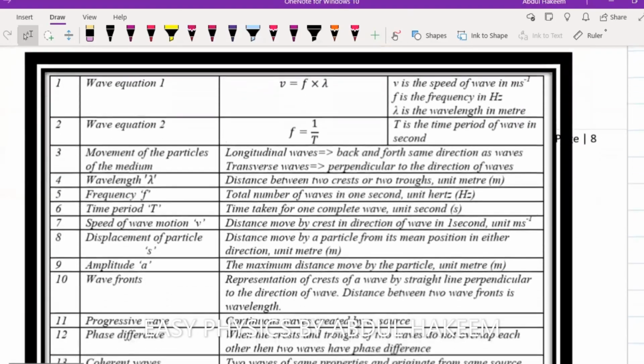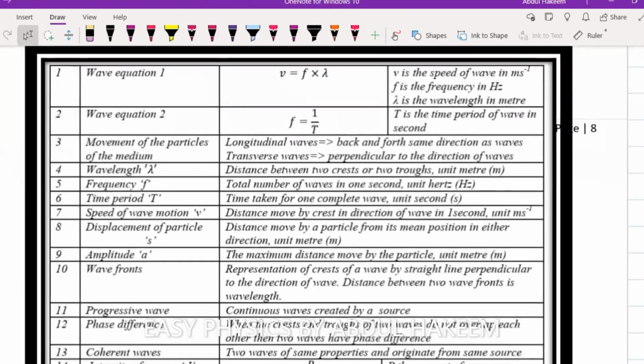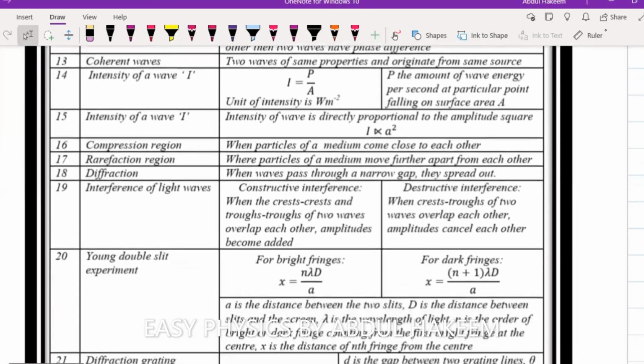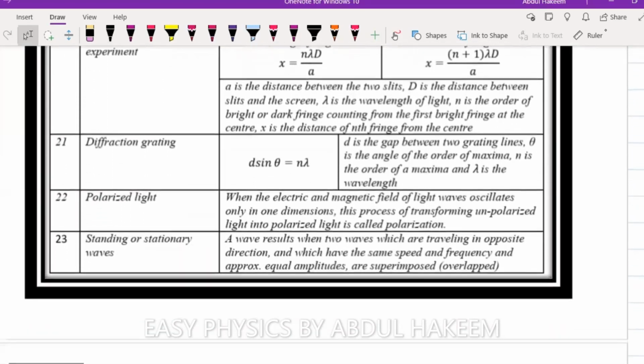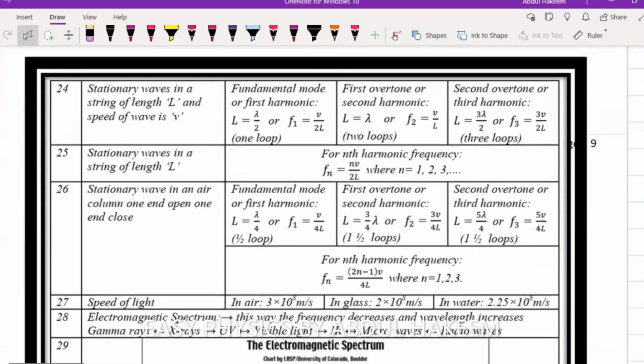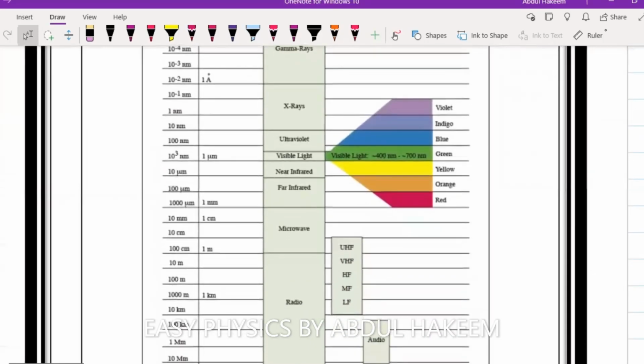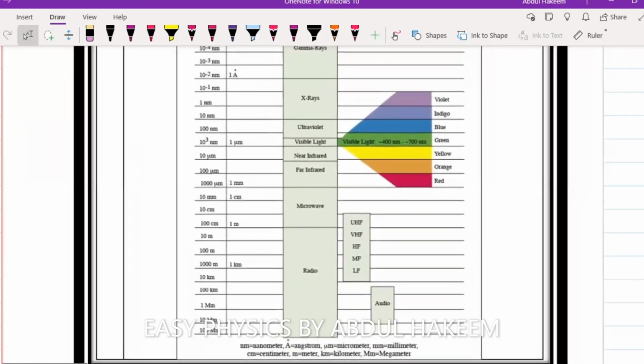and the next, the important wave, period, frequency, wavelength, wavefront. Yes, wavefront, an imaginary line joining all points at the front of the wave, which are in phase, is called wavefront. And the wavefront represents the crest of the wave. Distance between two consecutive wavefront is equal to wavelength. And then diffraction, polarization, stationary wave, speed of light. And then next, this is important. You have to remember these wavelengths, okay?